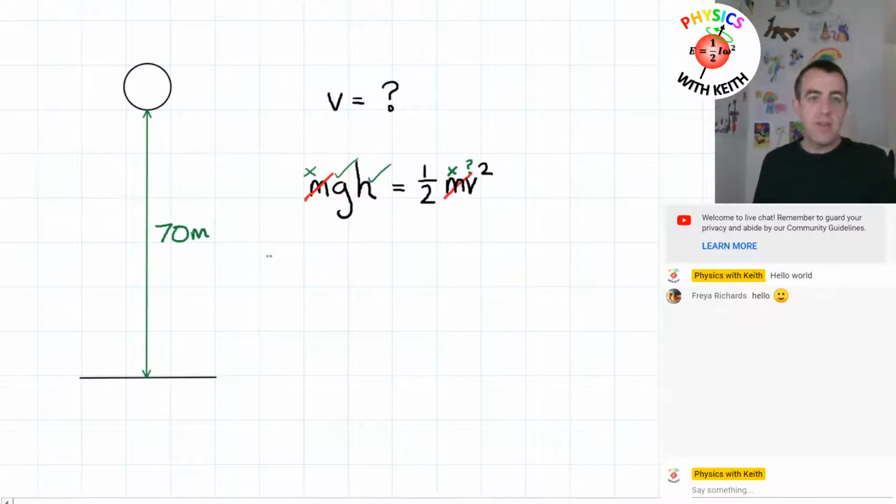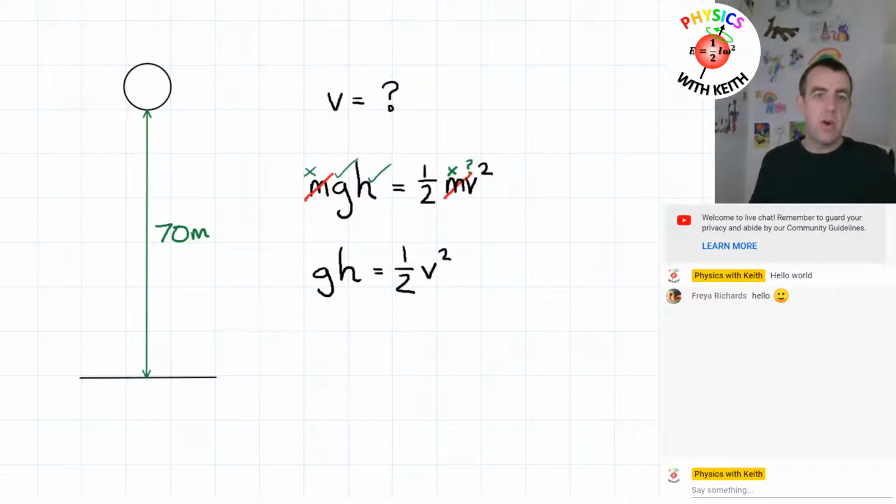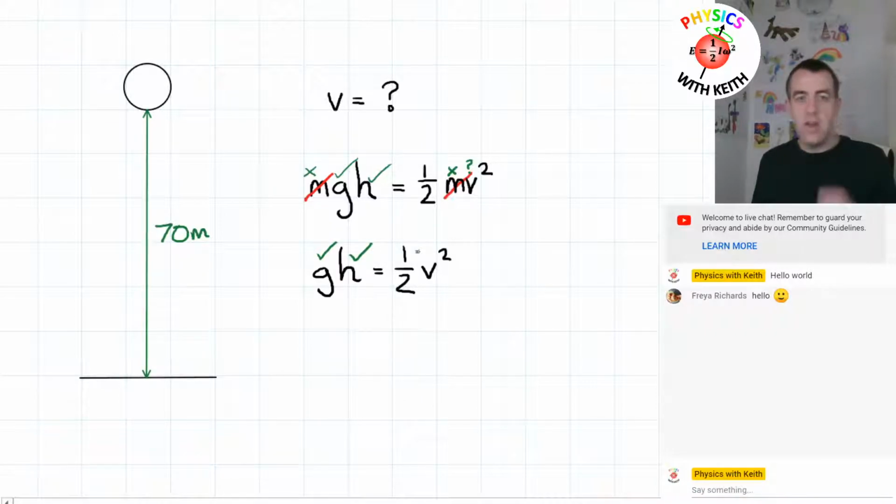And so if I rewrite this equation now, gh equals a half v squared, and we check what we've got. g we know, and I wonder if you remember the value of that. h we know, half is just a number, and v is what we want to find. And so there's only one unknown in that equation, which is v. So we'll make v the subject. Now there's different ways of doing this. Either you can rearrange it symbolically.